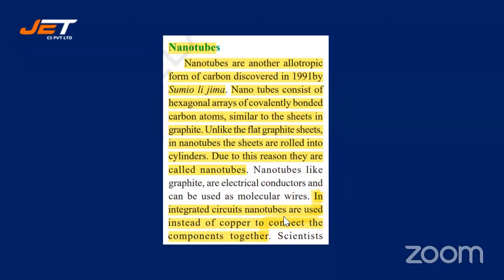Next, in integrated circuits, nanotubes are used instead of copper to connect the components together.